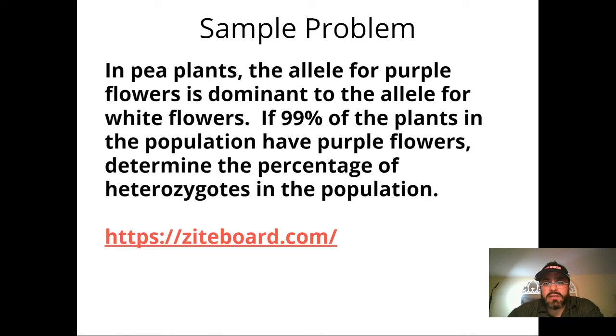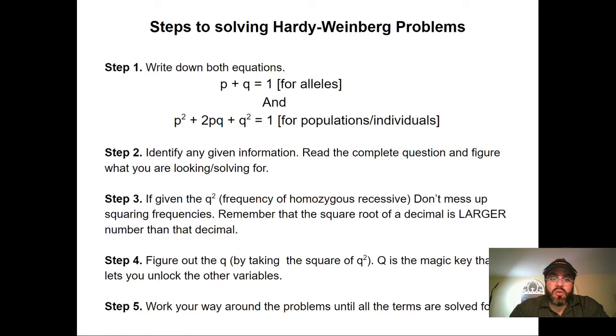And I'm going to go over this sample problem. So here's a standard sample problem that you might see on the AP exam, and certainly you would see this in class. It says, in pea plants, the allele for purple flowers is dominant to the allele of white flowers. So if you have purple and white, purple is going to show over. The only way that you can have white is if you have 2 of the white alleles. And it says if 99% of the plants in the population have purple flowers, determine the percentage of heterozygous in the population. This is the information, the way that I present this to my students.